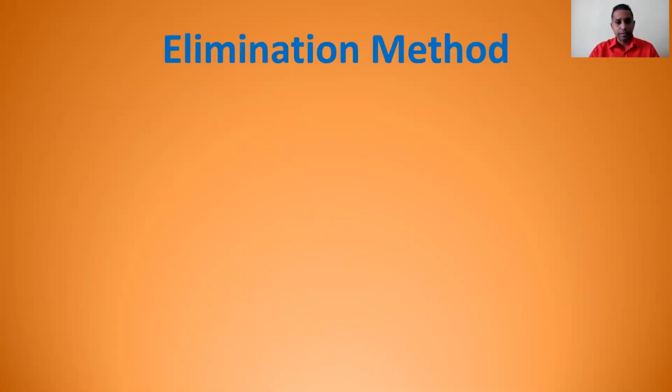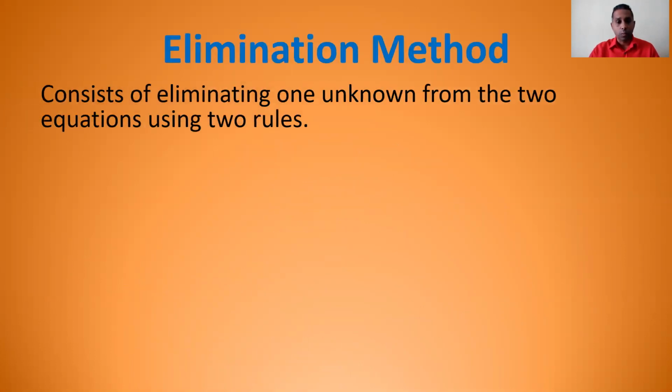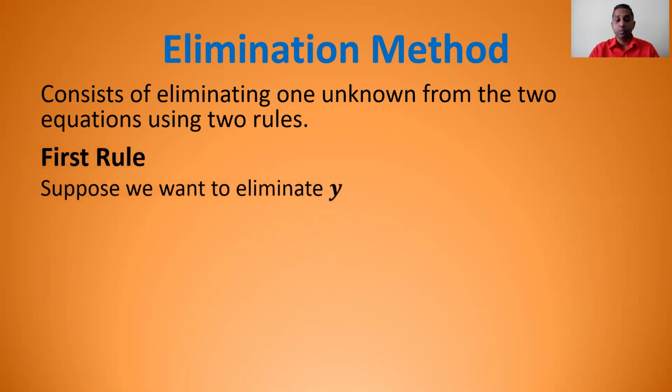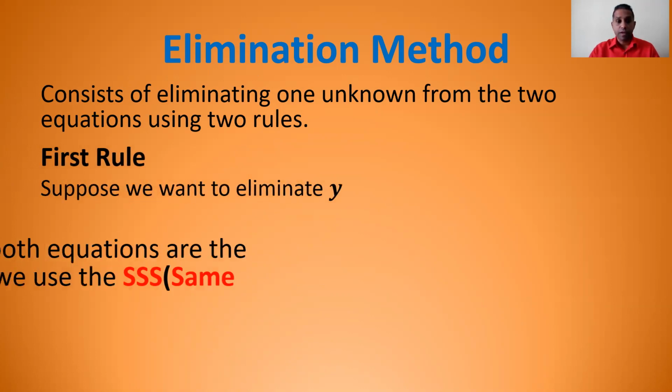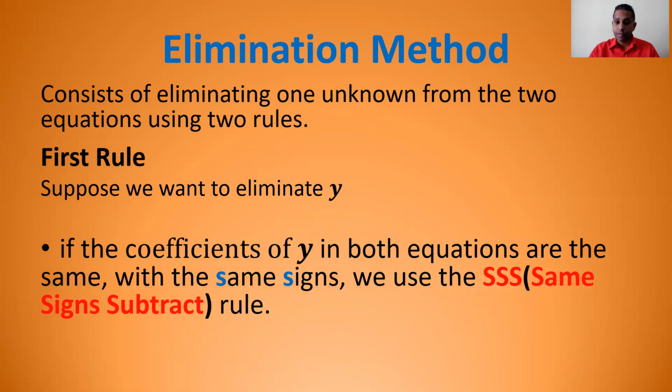The elimination method consists of eliminating one unknown from the two equations using two rules. The first rule is as follows. Suppose we want to eliminate y. Then, if the coefficients of y in both equations are the same, with the same signs, we use the SSS rule, that is, the same signs subtract rule. To clarify further, let us consider an example.